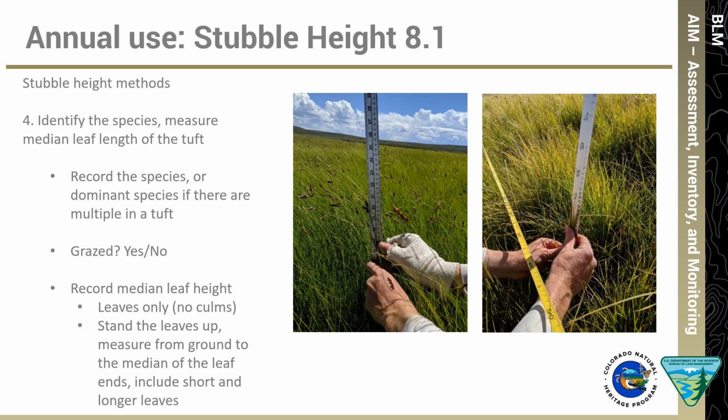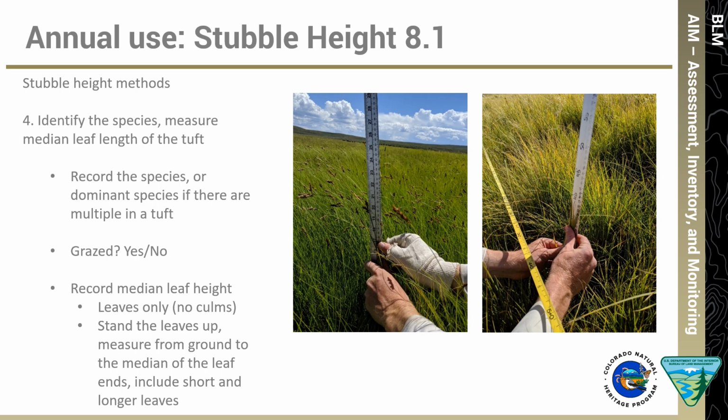Once you've identified your tuft of graminoid vegetation, step 4 is, using the measuring rod or a separate ruler, identify the dominant or key species within the tuft, and measure the median length in centimeters of all the graminoid leaves. Median is a centermost value, as opposed to a mean. For each tuft, record the USDA plant species code or unknown code of the dominant or key species in the species column of the datasheet.